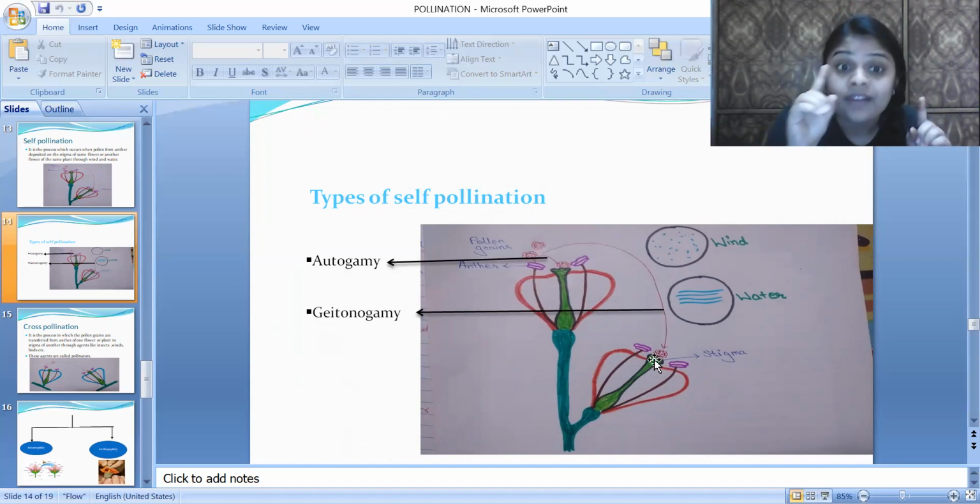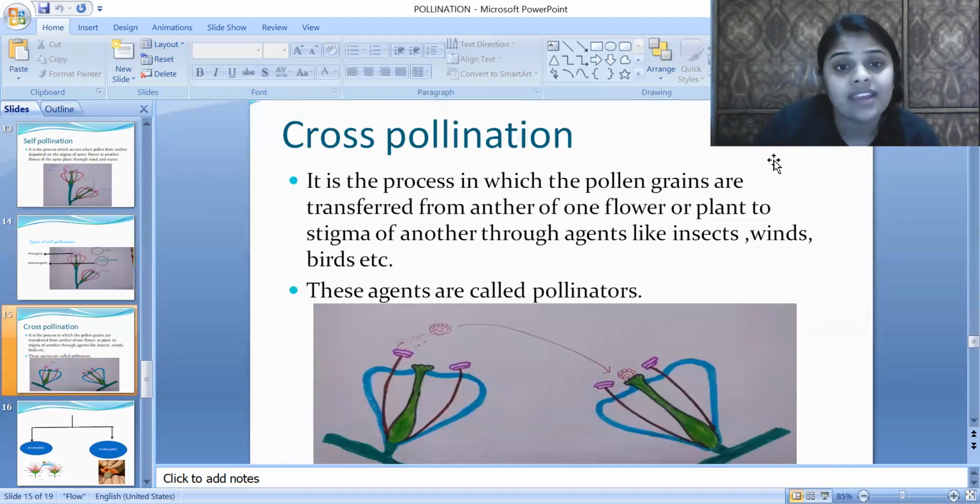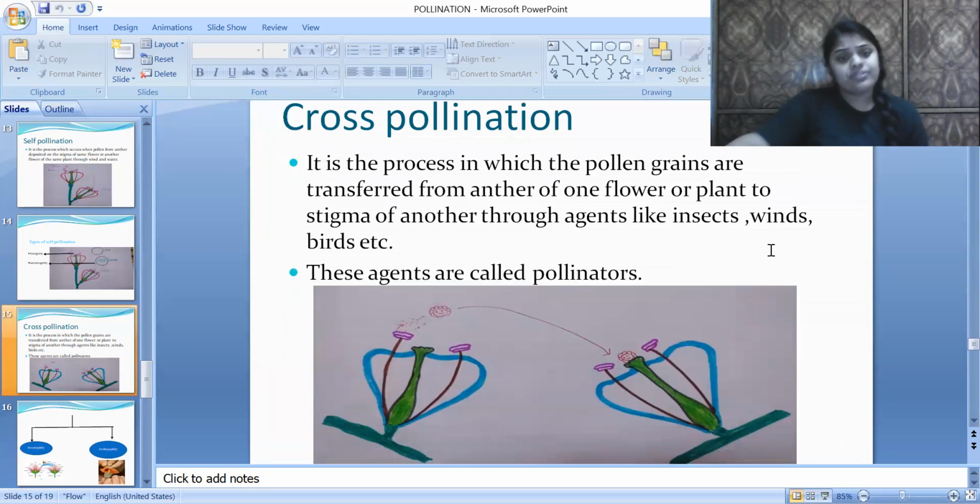remember, stigma of a flower of the same plant, then the process is called geitonogamy. I hope this is clear to all of you. Self-pollination occurs in the same plant, whereas cross-pollination occurs in a different plant.